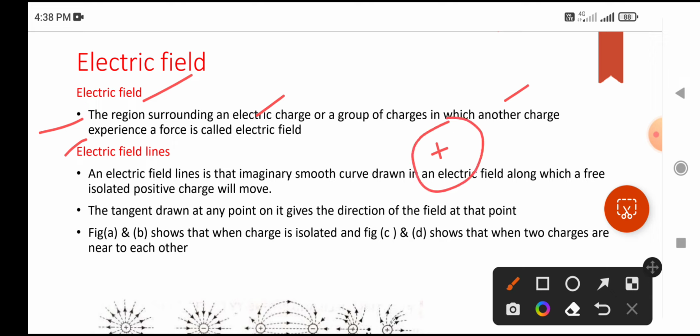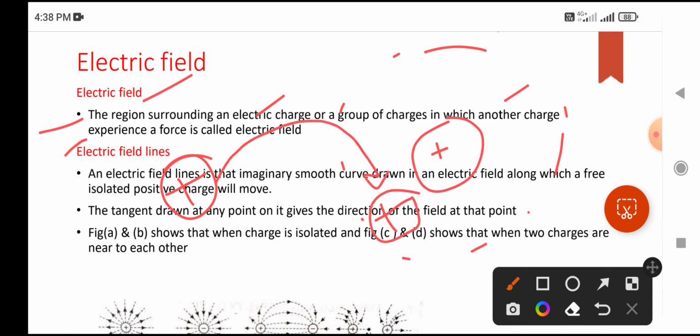Around this charge, what happens? A field will form. If you bring any positive charge from the other side into this region, then what happens? It may experience a force. Here, what type of force does it experience? Repulsive force. Or if you bring a negative charge and keep it inside like this, then what happens? It experiences a force, that is an attractive force, like this.